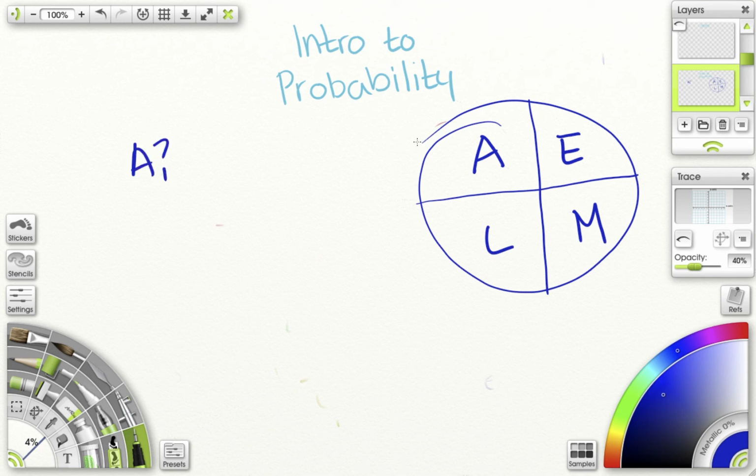Well, A takes up 1/4 of the circle, so I know it's 1/4. L is going to be 1/4, E is going to be 1/4, and M is going to be 1/4.